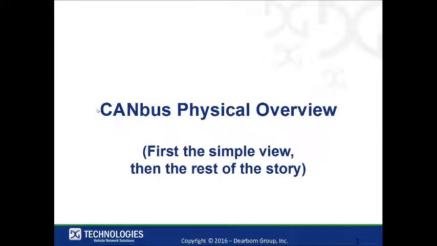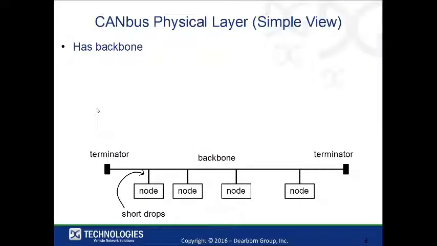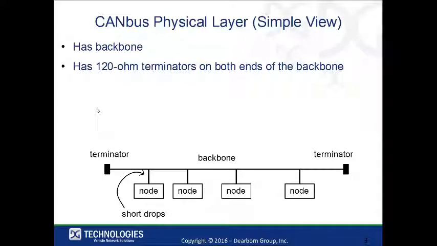First, we will look at a simple view, and then we will dig deeper and look at a more detailed view. In the simplest terms, the CANbus has a backbone shown here in the diagram at the bottom. It has two 120 ohm termination resistors on each end of the backbone. The backbone is long compared to the short lengths between the backbone and a node. These short lengths are called drops. In a vehicle, the nodes are the ECUs, the electronic control units.